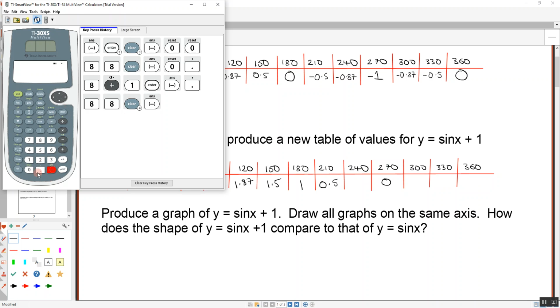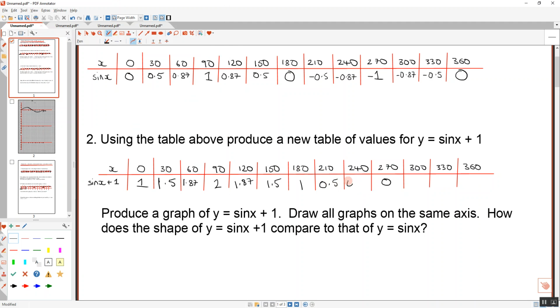Would that be 0.1 or 0.13? I don't know how to plot that. It's 0.13, I think it is. Okay, well, we'll do it in a second. This would be 0.5, and this one would be 1.